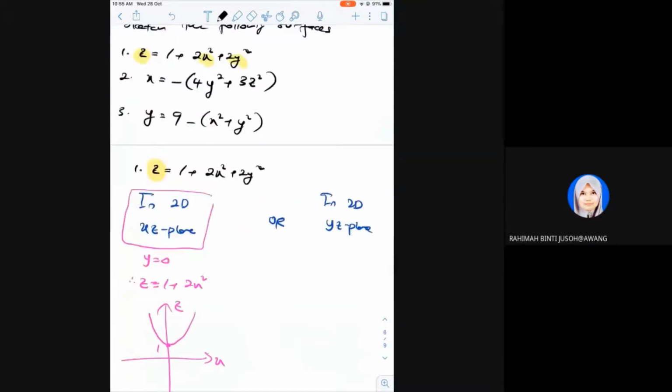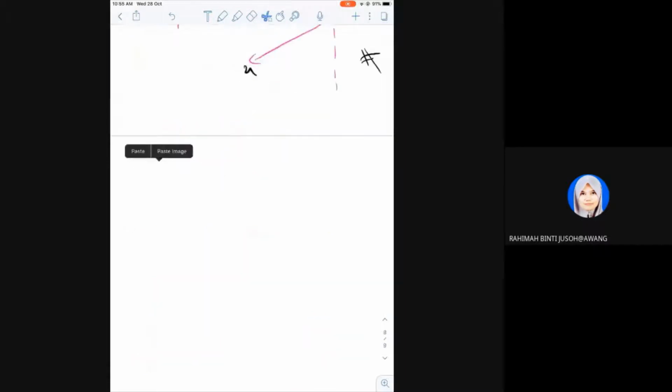Alright, now question number 3. Copy. Paste. Okay, question number 3. See, I changed this. This should be Z, like that. Typo pula. Saya salah tulis tadi.